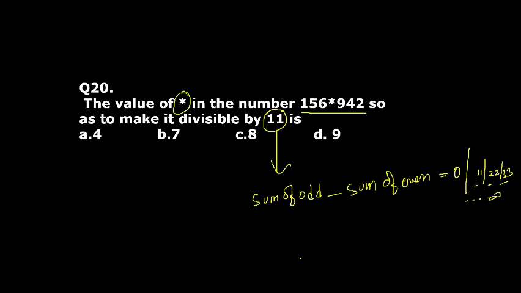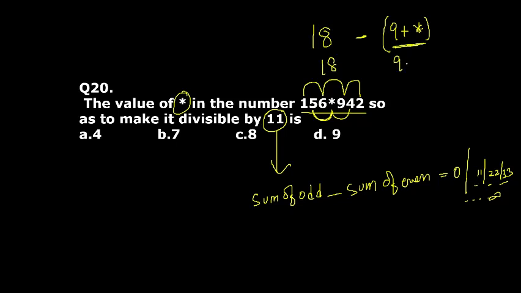So what is the rule of 11? Just add the alternate numbers. 1 plus 6 is 7, 7 and 9 is 16, 16 and 2 you will get 18 here, and add the other alternates, 5 and star and 4. Here you are getting 9 plus star. So their difference should be 0. If this is 18, this should be 18. So what should be the value of star? For 18, we have to make star 9. So 9 plus 9 is 18, then the difference would be 0.